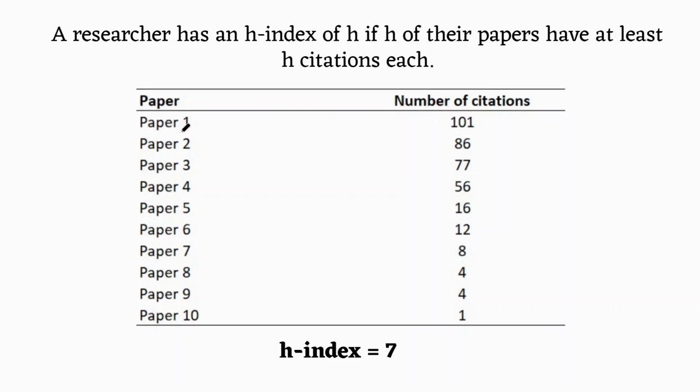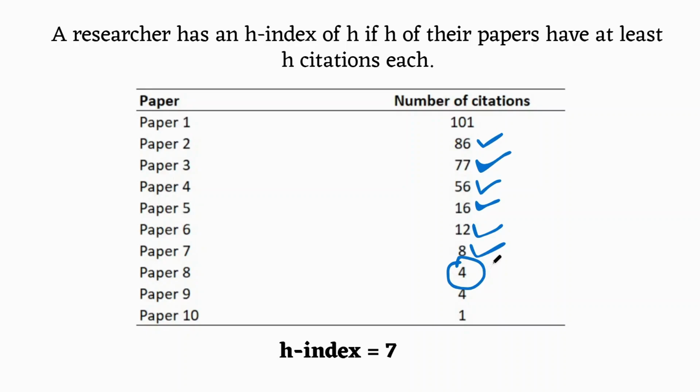So H-index will be 1 if one paper has at least one citation. H-index will be 2 if 2 papers have at least 2 citations. H-index will be 3 if 3 papers have at least 3 citations. H-index will be 4 if 4 papers have at least 4 citations, 5 if 5 papers have at least 5 citations, 6 if 6 papers have at least 6 citations, 7 if 7 papers have at least 7 citations, and 8 if 8 papers have at least 8 citations.